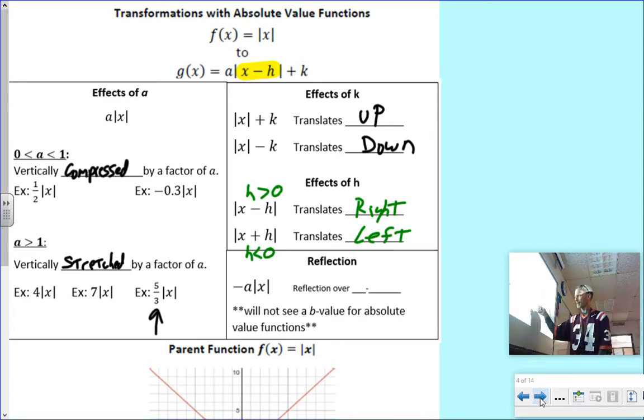I referred to this just a second ago. Remember, I don't care what the A value is, whether it's less than 1 or greater than 1, it doesn't matter. If it is negative, it is automatically going to reflect over the x-axis, also known as being upside down.